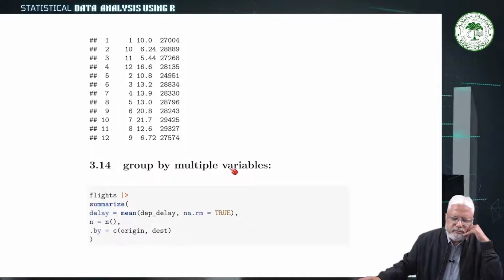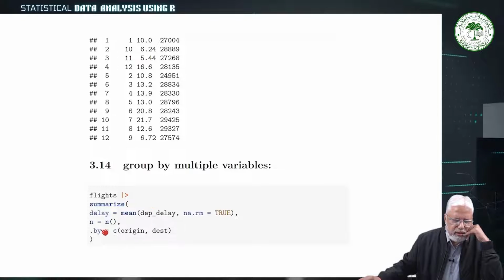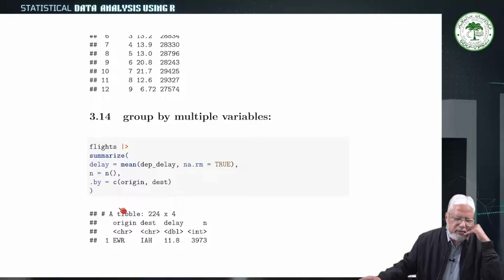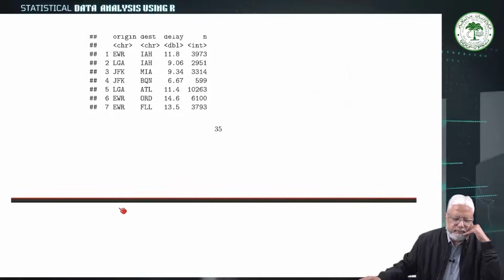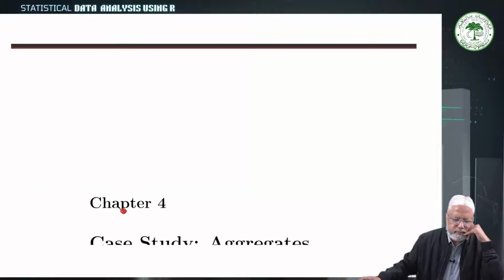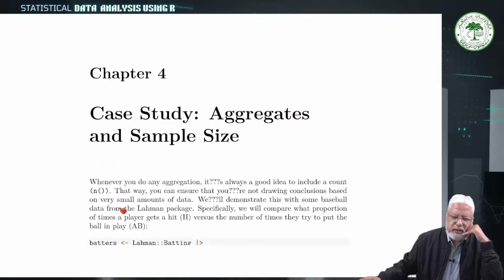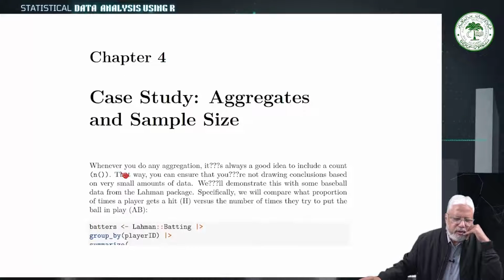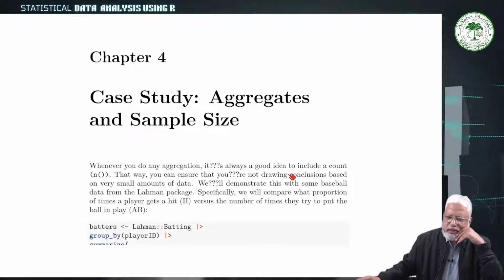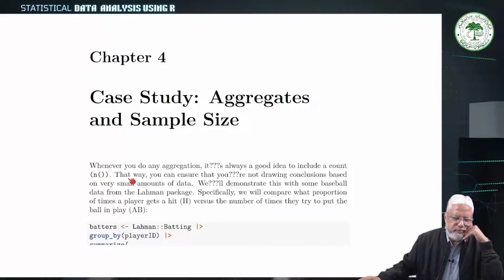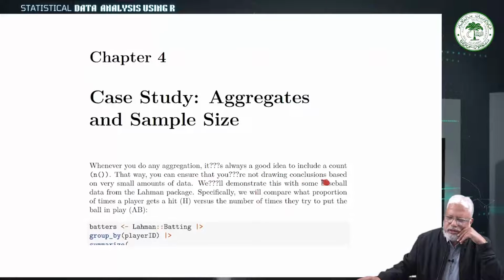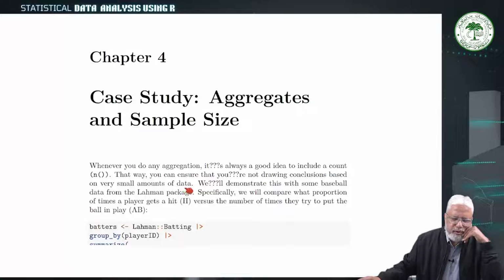Group by multiple variables. So here dot by has two arguments. We are grouping by origin as well as destination and the same summary. A case study: aggregate and sample size. Whenever you do an aggregation, it is always a good idea to include a count n. That way you can ensure that you are not drawing conclusions based on a very small amount of data.